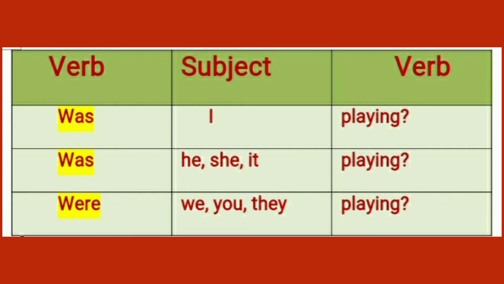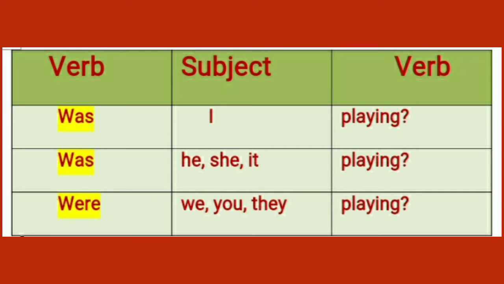Next, we are going to learn how we form questions in the past continuous tense. We form questions by placing was or were at the beginning of the sentence, that is, placing it before the subject. For example, was I playing? Was he playing? Were you playing? Remember, children, we have to put a question mark at the end of the sentence in the interrogative form.